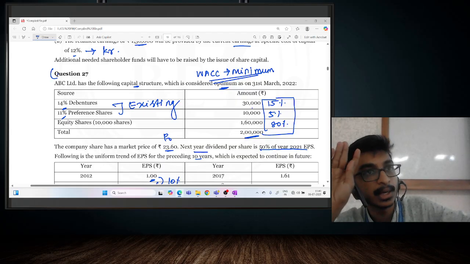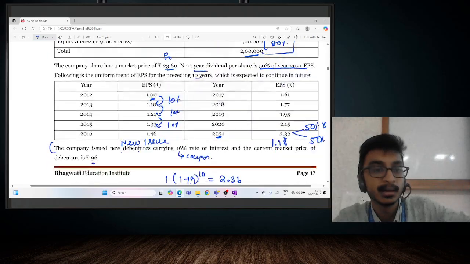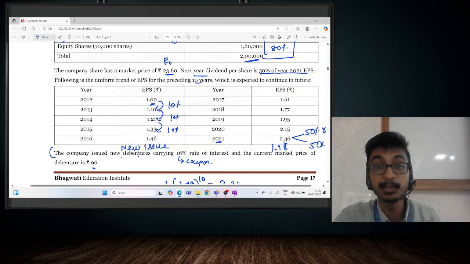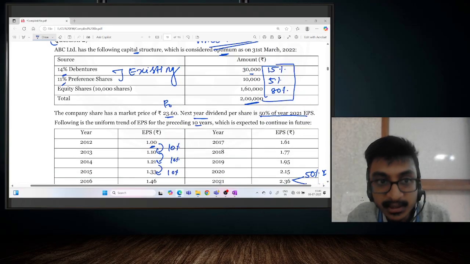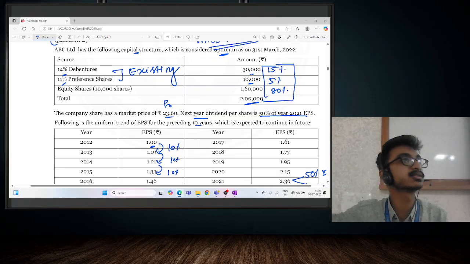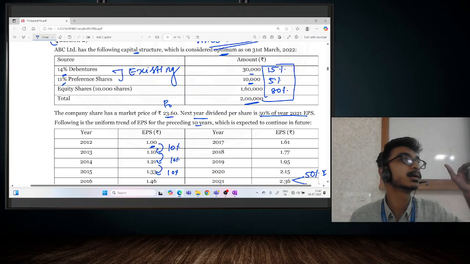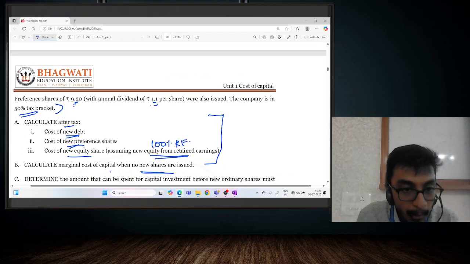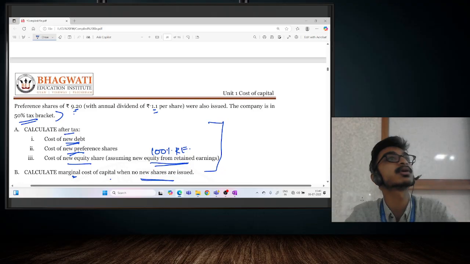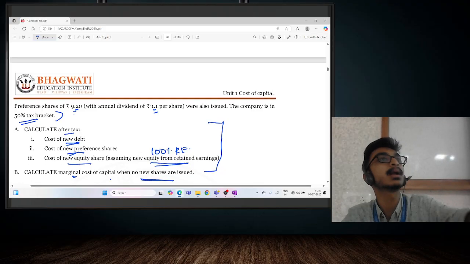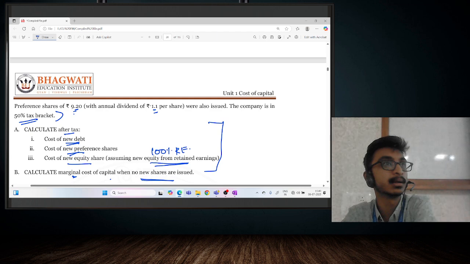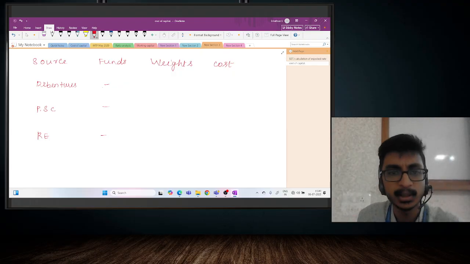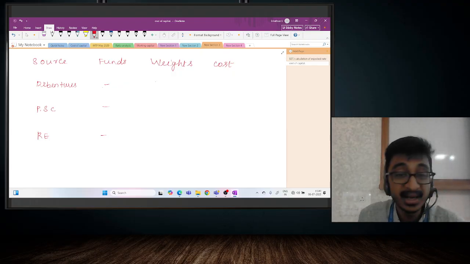So we can calculate only the retained earnings amount, but nothing is mentioned about the debentures and preference. Please don't write this 30,000 and this 1 lakh there, because they are the existing debentures and existing preference share capital. But we are calculating marginal cost of capital, which is the cost of raising additional debt, additional preference and retained earnings. Clear? So funds cannot be calculated. It is not given. Weights will remain the same.